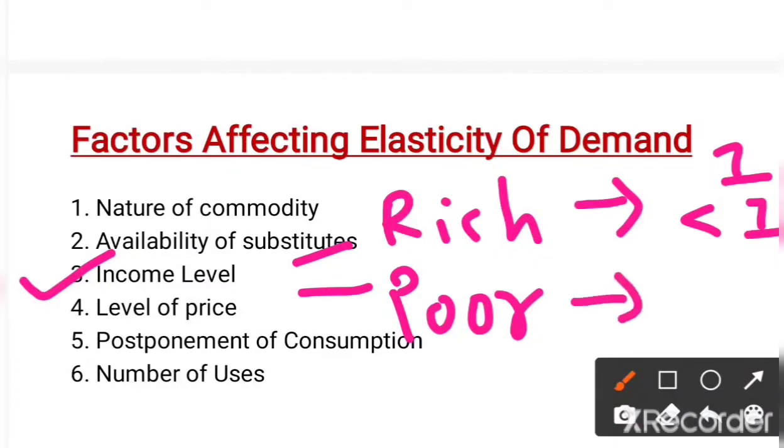Even though little changes happen in the market, the change in quantity demanded with respect to them will be very high. So for poor people, the elasticity of demand will be more than 1, and for rich people it will be less than 1. See, if your demand is not affected by the price, you will be inelastic, otherwise you will be elastic.